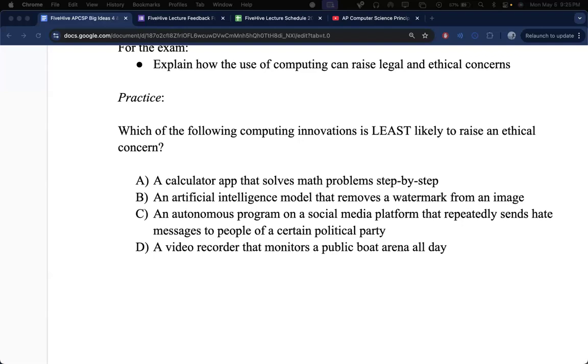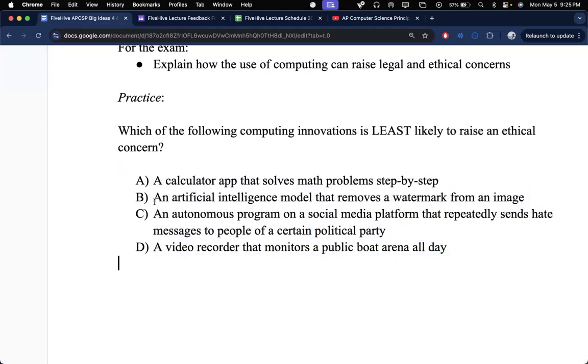A, a calculator app that solves math problems step by step. We'll go over D as well. I definitely could see them putting this type of question on the exam because it's pretty straightforward, right? Just testing ethical concern. And these kinds of scenarios are also good.